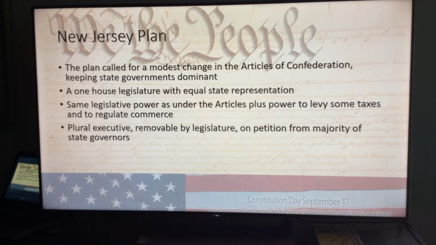And then a plural executive, removed by legislature on petition for majority of state governors. Plural executive, we would have 5 presidents, per se. Can you imagine voting for 5 people running for president today? How crazy would that be?